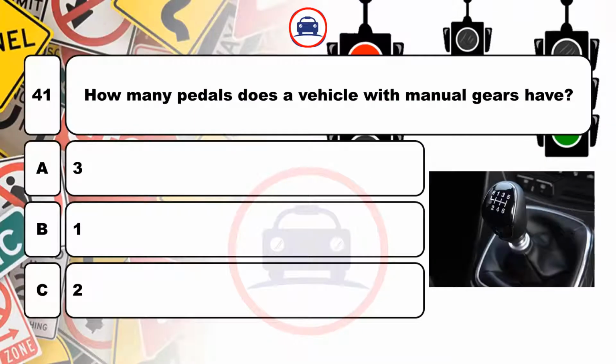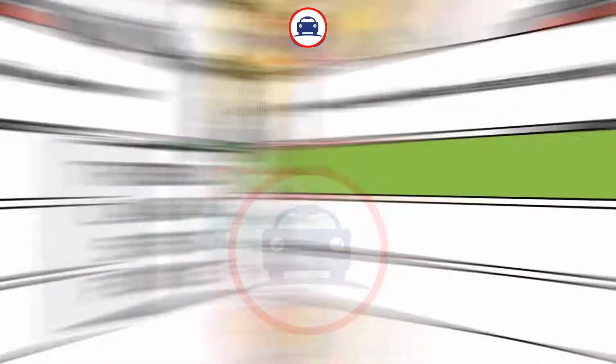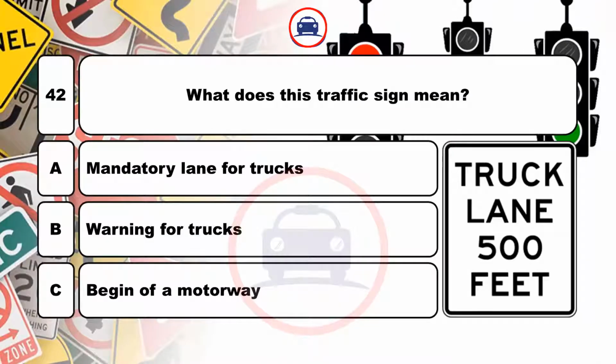How many pedals does a vehicle with manual gears have? A. 3. B. 1. C. 2. Correct answer A. 3.